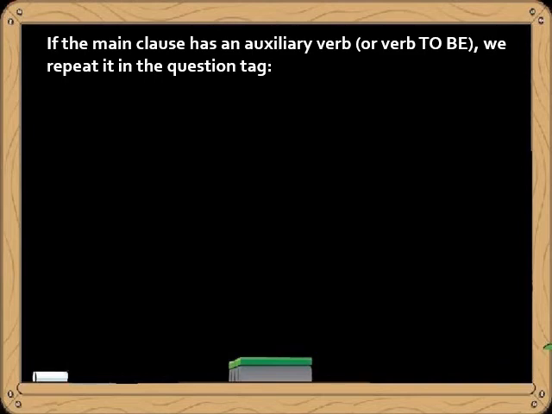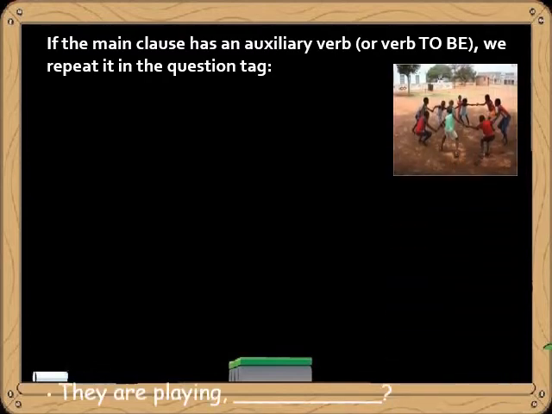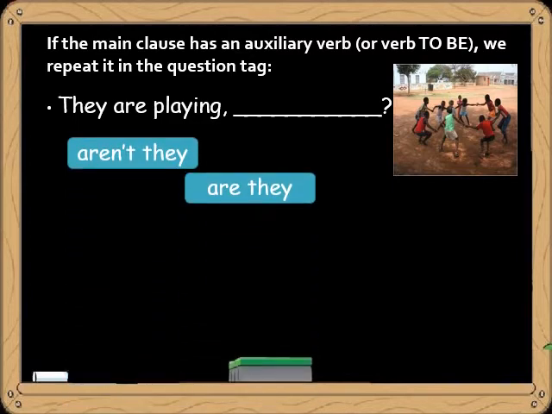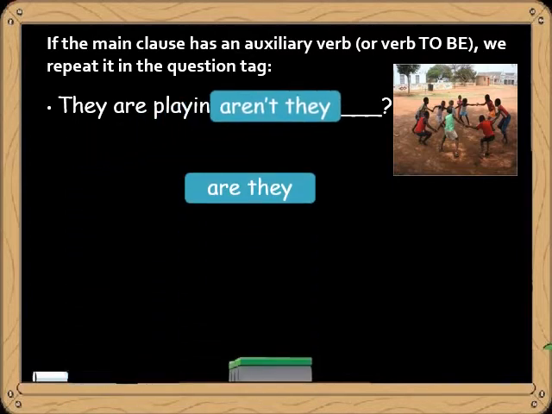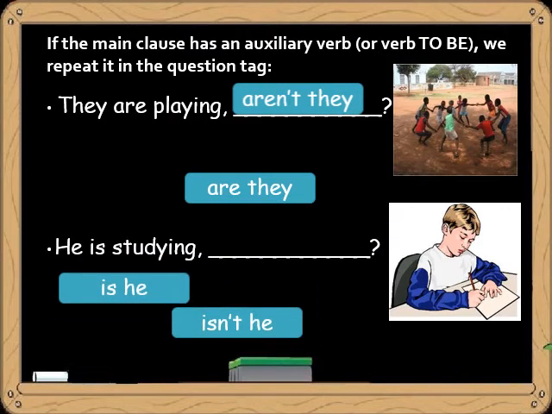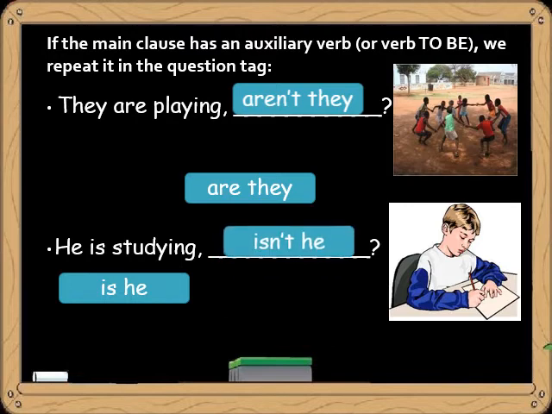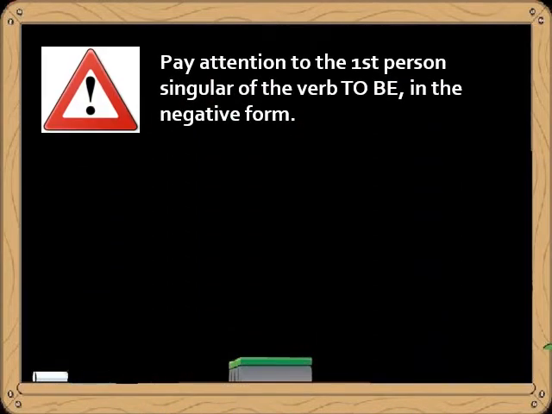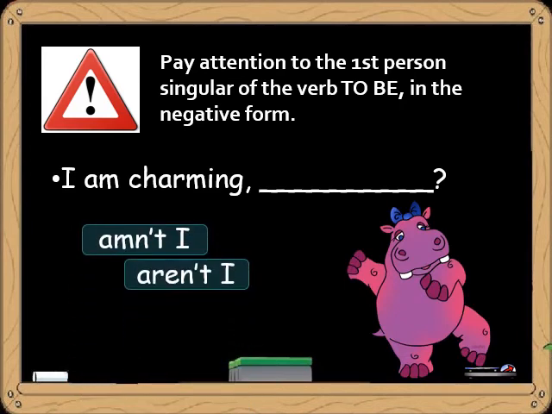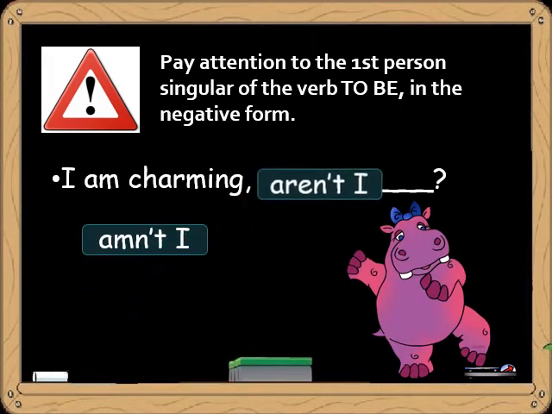If the main clause has an auxiliary verb or verb to be, we repeat it in the question tag. Let's look at this example. They are playing, aren't they? He is studying, isn't he? Pay attention again to the first person singular of the verb to be in the negative form. For example, I am charming, aren't I?